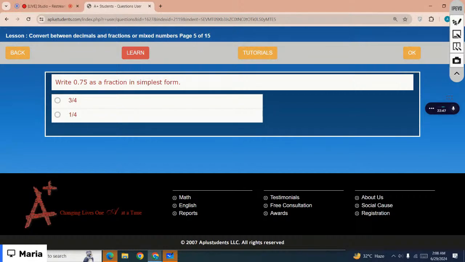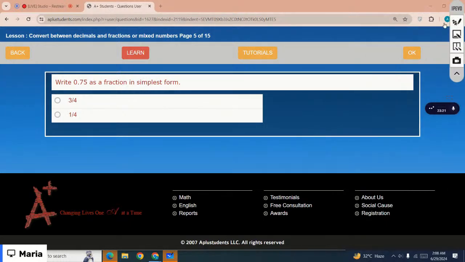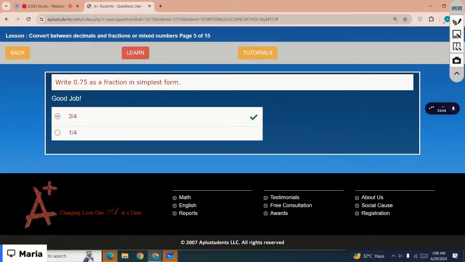Okay, write 0.75 as a fraction in simplest form. So how do we write? The first thing is you need to remove the decimal point, right? That is 0.75. So when you remove the decimal point, that would be 75 over 100, right? Divided by the greatest common number, that is 25. So that is 3 over 4. 25 times 3 is 75 and 25 times 4 is 100. So the correct option is 3 over 4. Got it?